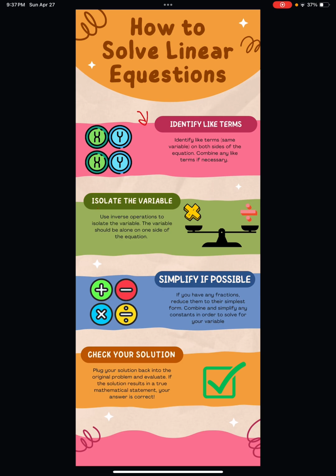Second, you'll isolate the variable. Use inverse operations like addition to subtraction, multiplication to division to get the variable by itself on one side.